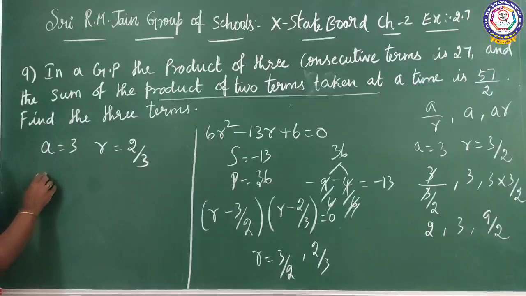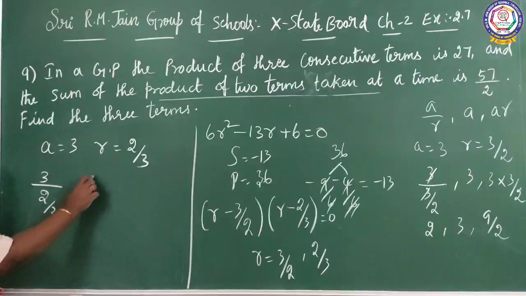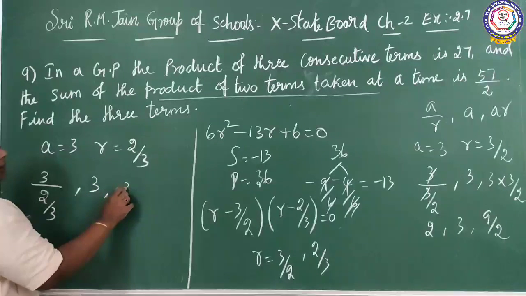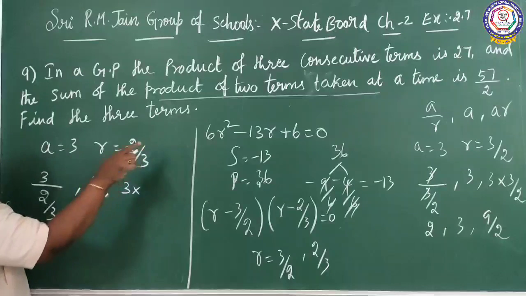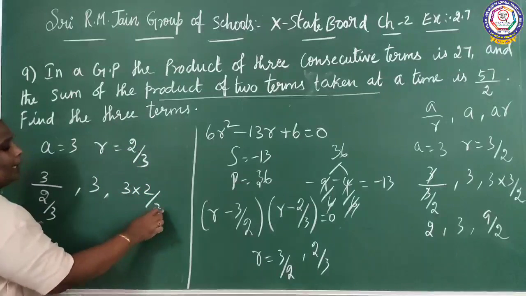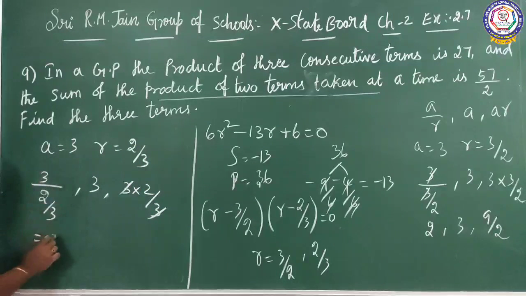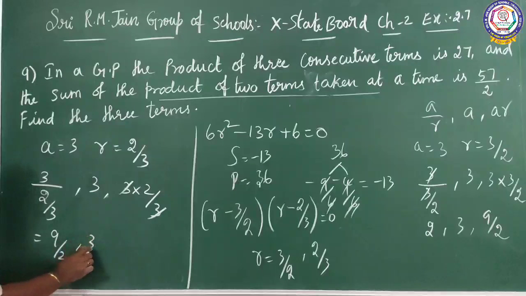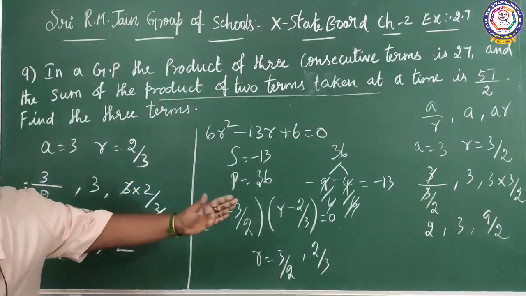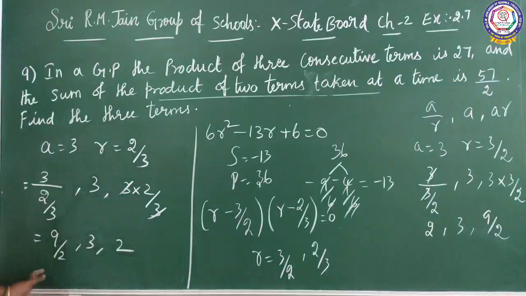Substitute in the same: a by 2 by 3 comma a comma ar. A is 3, ar is 3 into 2 by 3. So what is the value for this? 9 by 2 comma 3 comma 2. So the three terms are either 2 comma 3 comma 9 by 2 or 9 by 2 comma 3 comma 2.